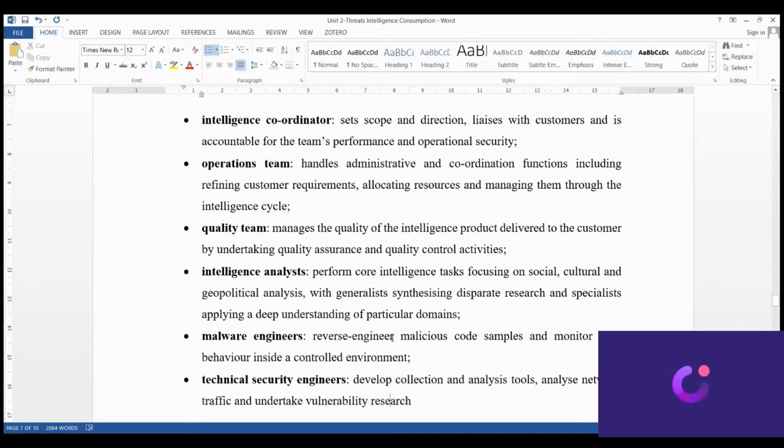Then malware engineers, what role do they focus on? Okay, so what do you think they do? What do you think they do? Malware engineer, Mr. Benzolo. What do you think a malware engineer does?